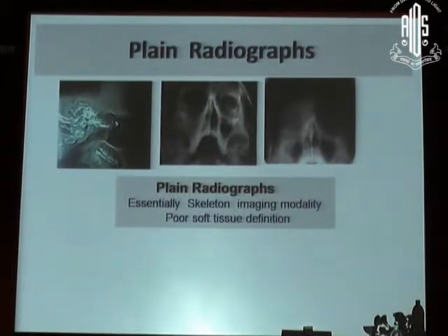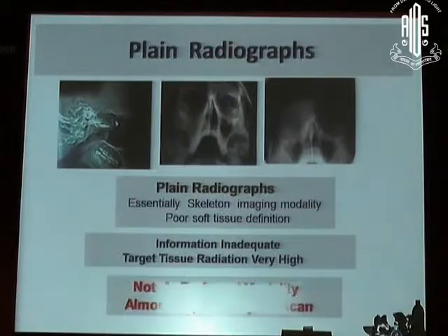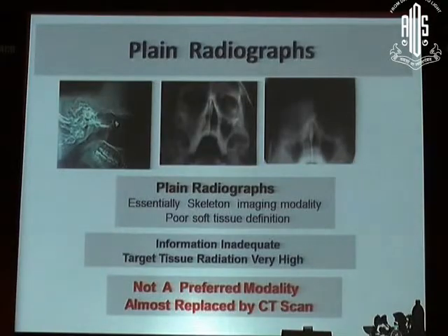Plain radiographs essentially show up the skeletal structures, and they have poor soft tissue definition. The information we get compared to the newer modalities is very inadequate, and the target tissue radiation is very high. That's why it's no wonder that it's not a preferred modality today; it has almost been replaced by CT scan.